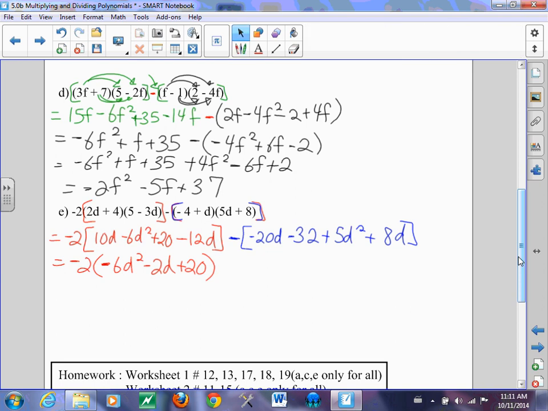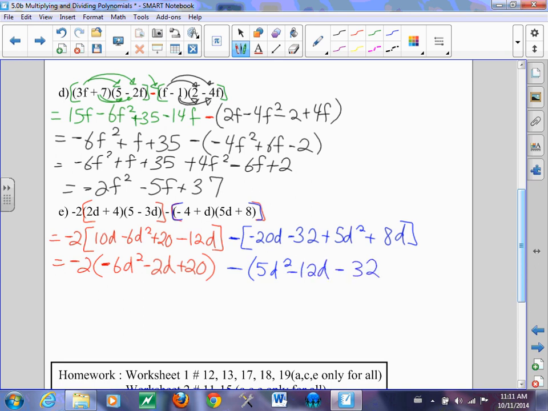Negative sign out front. Now we're going to collect our terms within the bracket here. So 5d squared, collect your d's, which would be minus 12d and minus 32. Now apply distributive law, ladies and gentlemen. So it's going to be plus 12d squared plus 4d minus 40. Okay? And then change the signs on all the last ones. So negative 5d squared plus 12d plus 32.